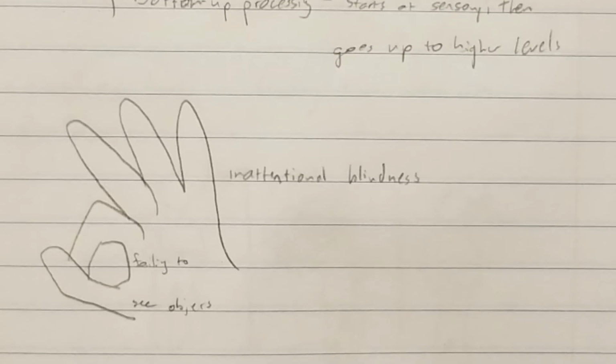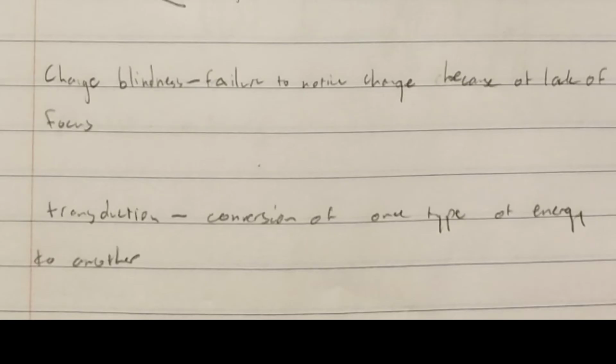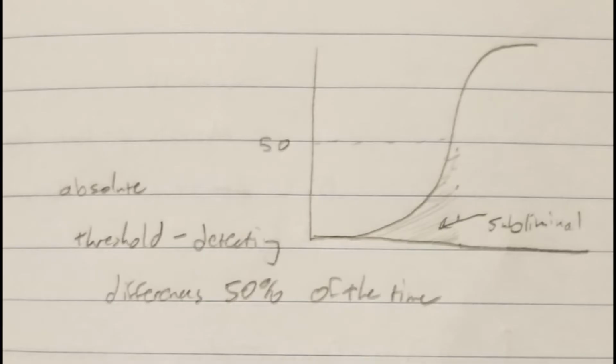Inattentional blindness, failing to see objects. Change blindness, failure to notice change because of a lack of focus. Transduction, conversion of one type of energy to another. Absolute threshold, detecting differences 50% of the time. The area underneath this is considered to be subliminal.